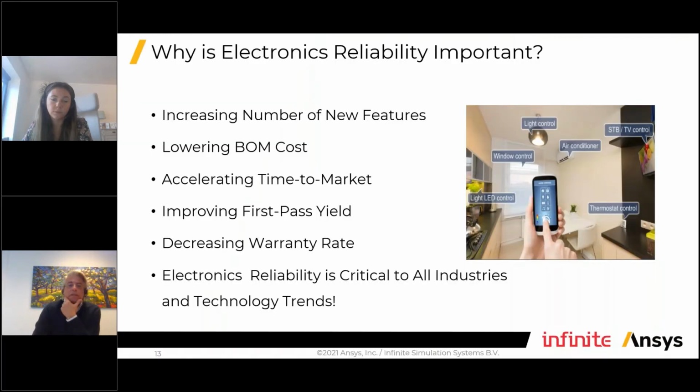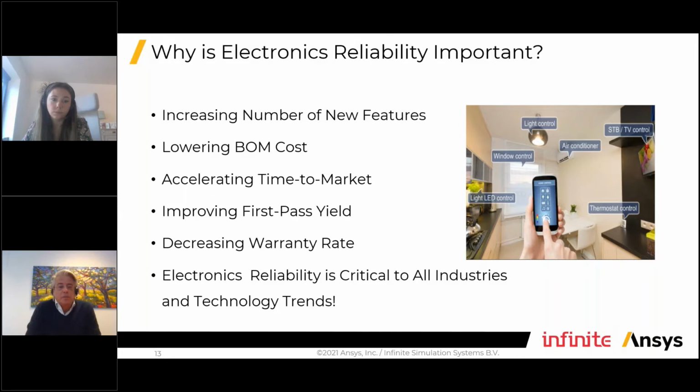What do we mean with design for reliability? So why is it so important to be reliable? Nowadays, you see an increase in the number of new features with more advanced electronics. You want to lower, of course, your bill of material costs, get to market faster, and, very important, improve the first pass yield. So not have a lot of dropouts during your design process, and decrease the warranty rate.